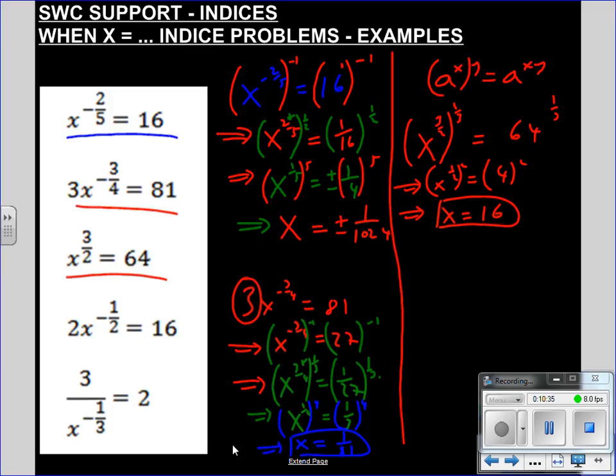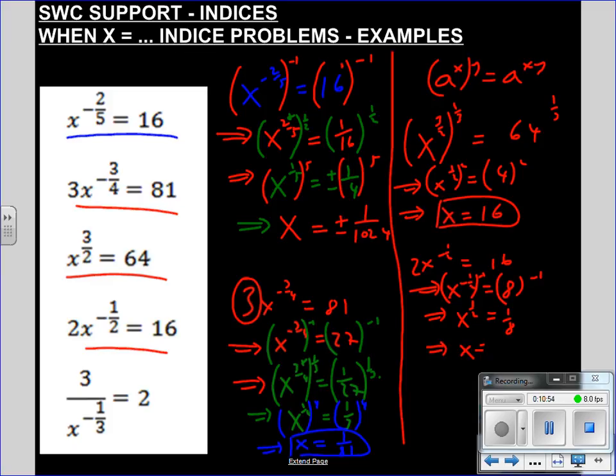So let's put a line down there. And then the next one, 2x to the minus a half equals 16. Again, we need x by itself, so let's divide by 2 first. Minus there, so minus there. So x to the minus a half equals an eighth.